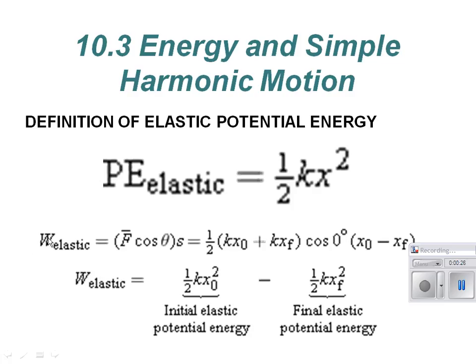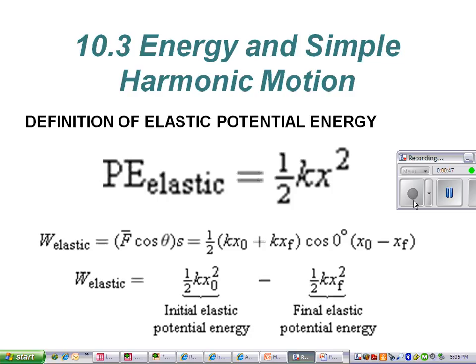This W elastic is the work done on an elastic object like a spring. We know that work is force times distance, which we also know is equal to the change in potential energy, which is 1/2 kx squared final minus 1/2 kx squared initial. The work that we would do on a spring is equal to the change in the elastic potential energy.